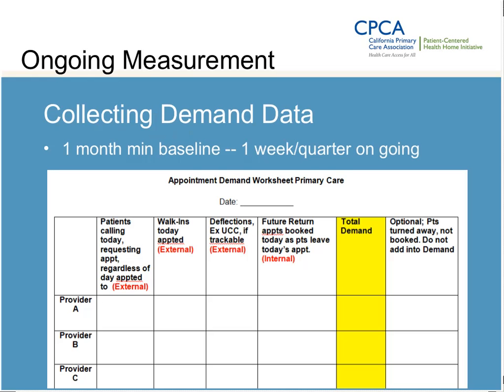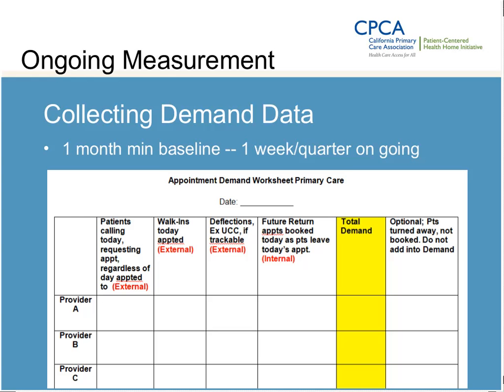This data is really rich and can tell you a lot about possible unnecessary demand. Are deflections on the rise? Maybe panel size needs to be better managed. Are return appointment bookings increasing? Perhaps providers aren't using telephone follow-up as often as they could.